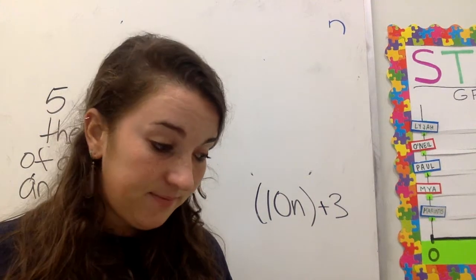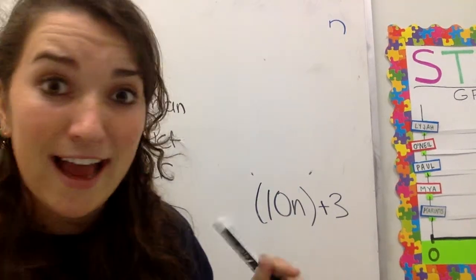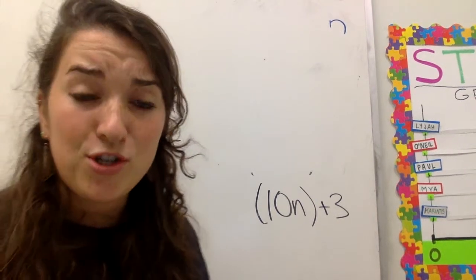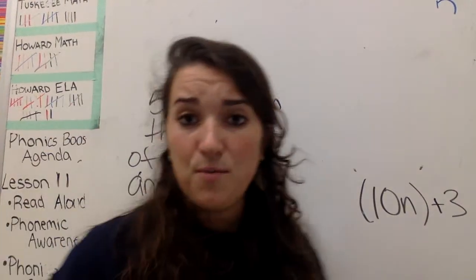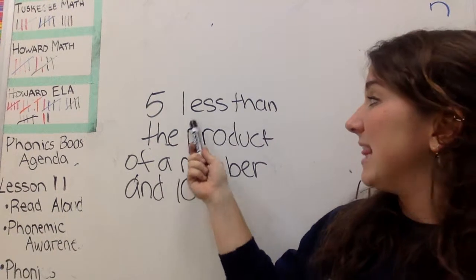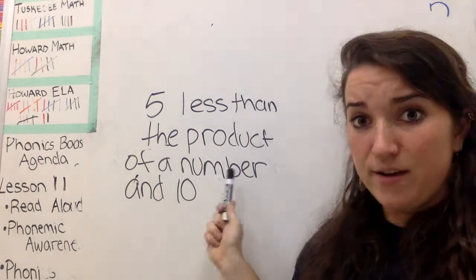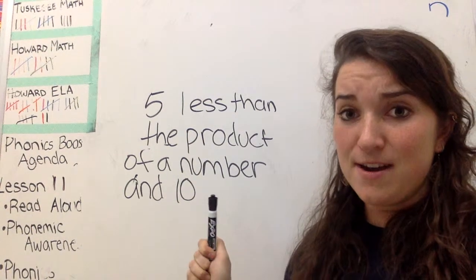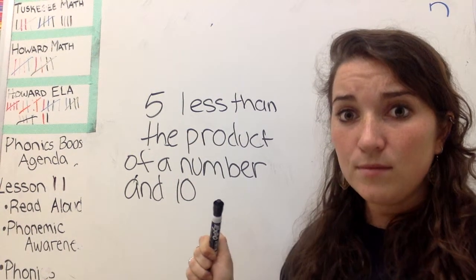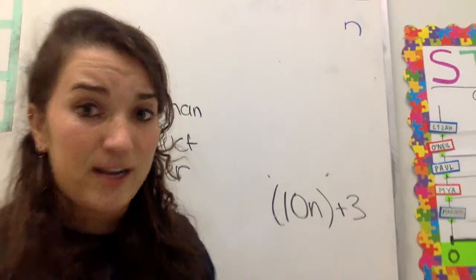Now let's look at C. C, I actually have wrong on the paper, so I want you guys to pause the video and write this down instead. This is the new problem C. 5 less than the product of a number and 10. So 5 less than the product of a number and 10. All right, now let's go back over here.